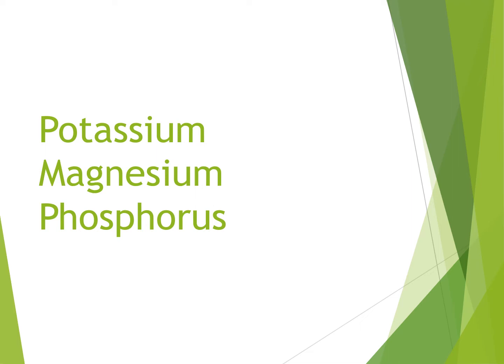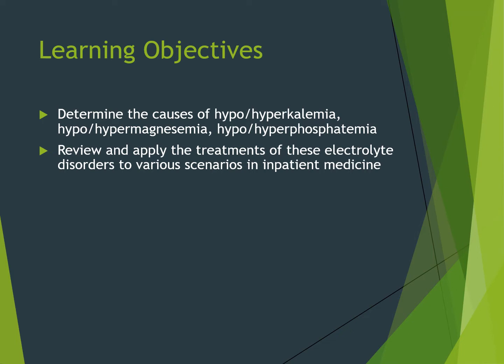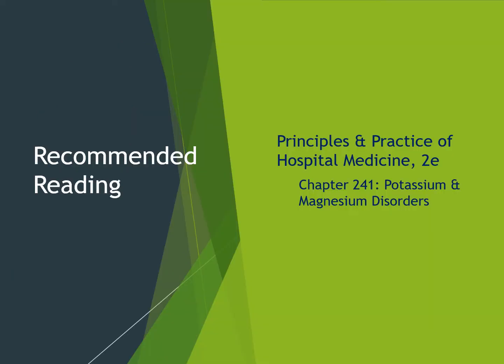So now that we know that disorders of sodium are very common in the hospital, there are other electrolyte abnormalities that you should also be aware of. These include disorders of potassium, magnesium, and phosphorus, which I'll cover in this lecture. Here are the learning objectives for this lecture, and the recommended reading. I'd also recommend that you go back to prior lectures that you've had on these topics if you need a further review.